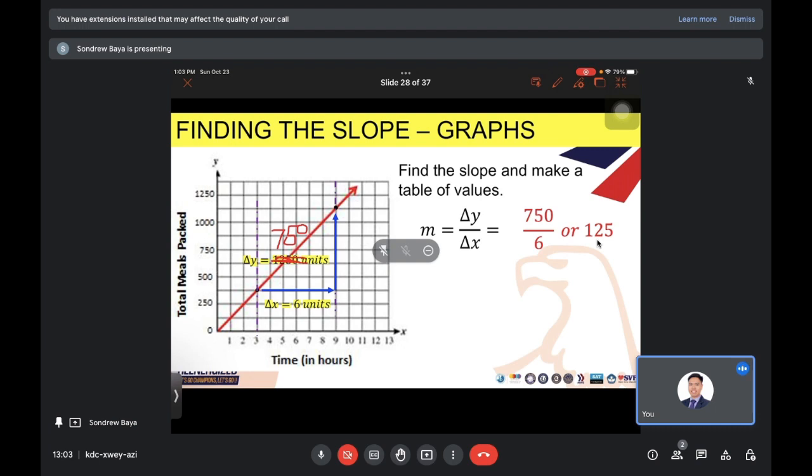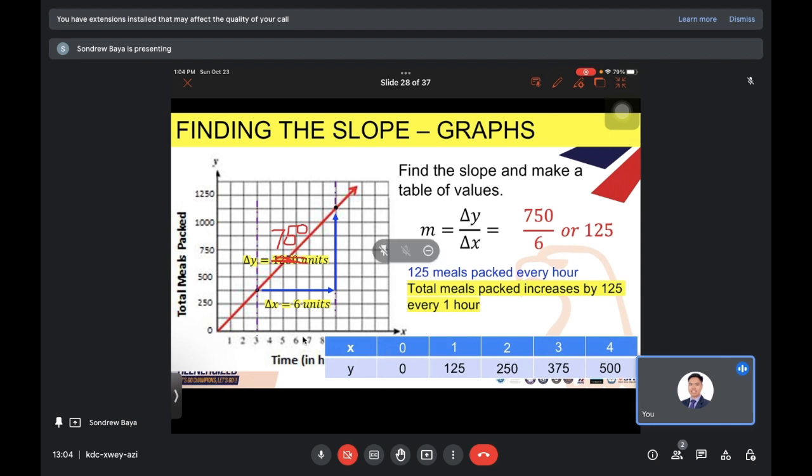Since we know what x and y stand for, we can now interpret it as such: 125 meals packed every hour, or say the total meals packed increases by 125 every 1 hour. And that is the rate of change, or simply the slope. All right? And coming up with a table of values, if they haven't packed anything yet, then after 1 hour, there's 125, 2 hours, 250, 3 hours, 375, 4 hours, 500.